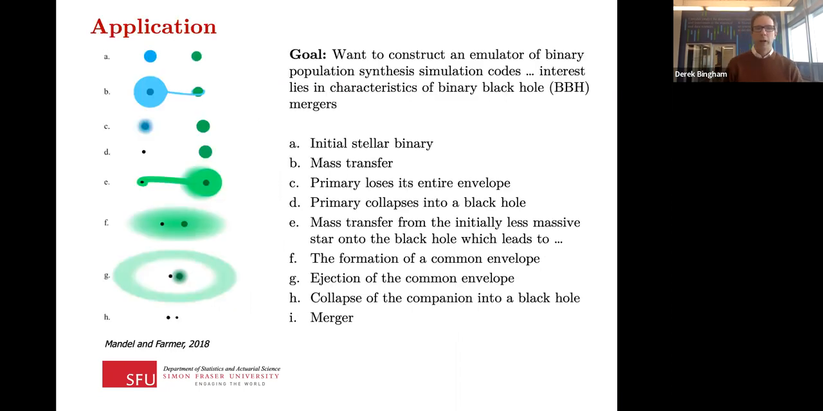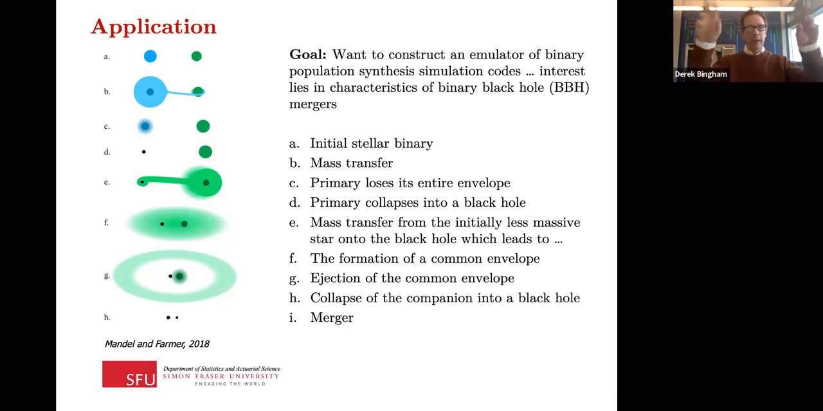So how does this work? We want to construct an emulator, in fact, of a population synthesis code. Interest lies in the characteristics of the binary black hole merger. That's really what the physicists or the astronomers are interested in.